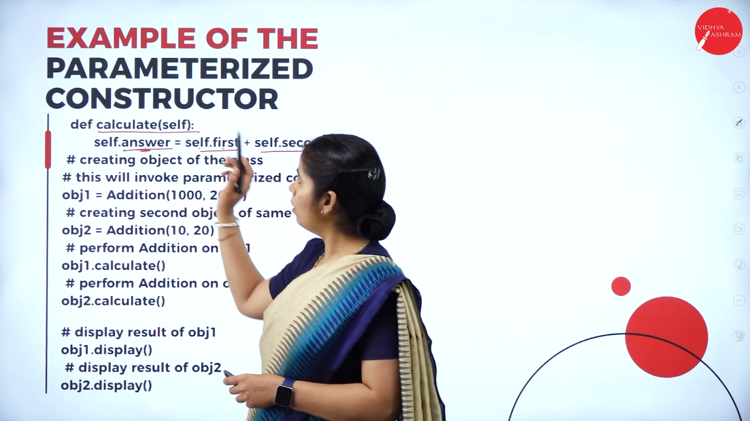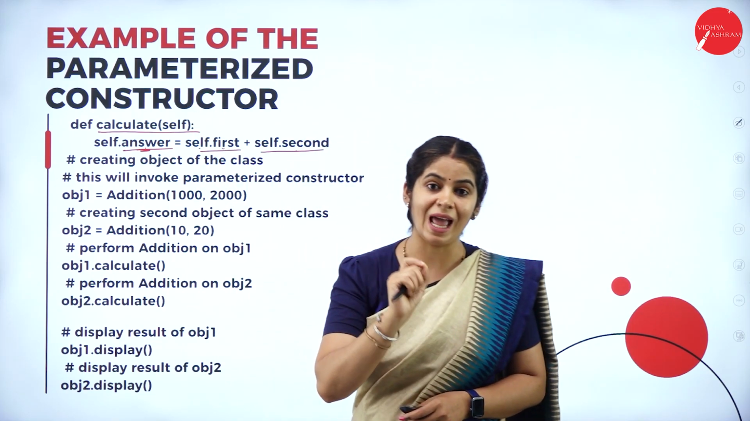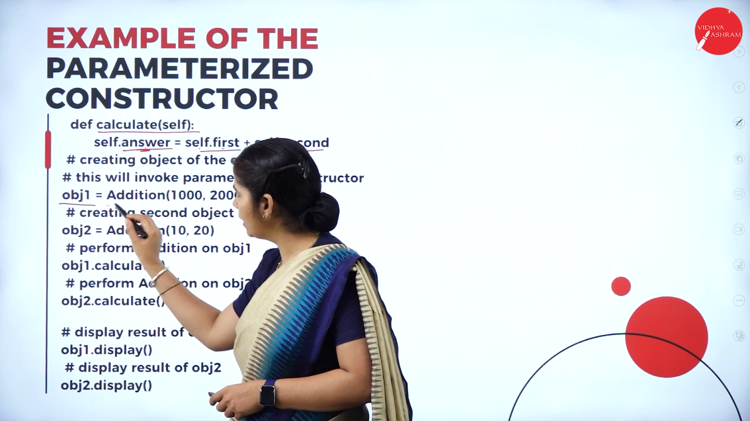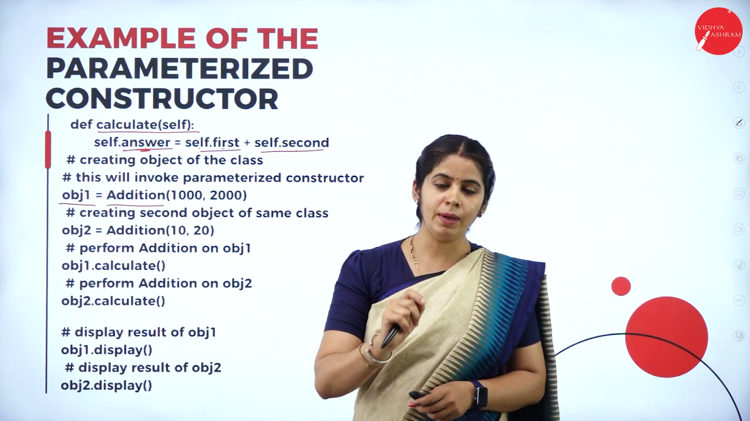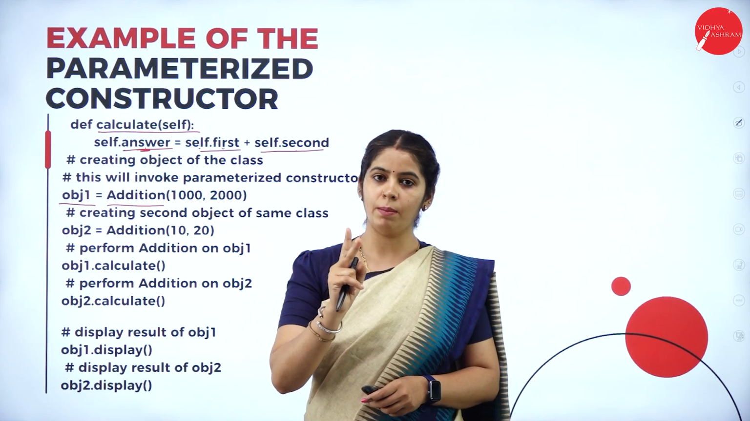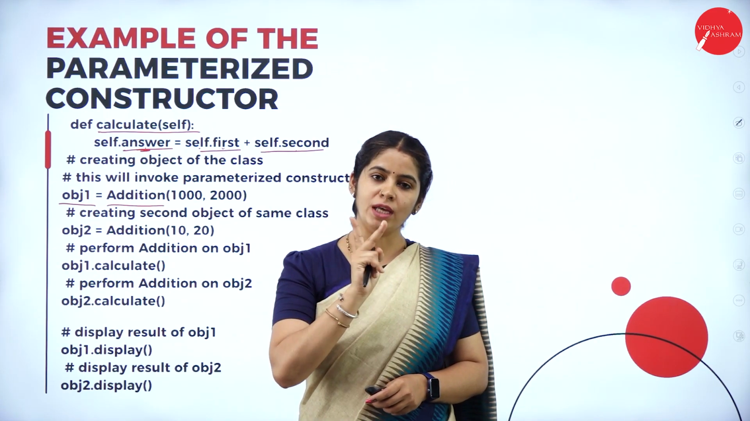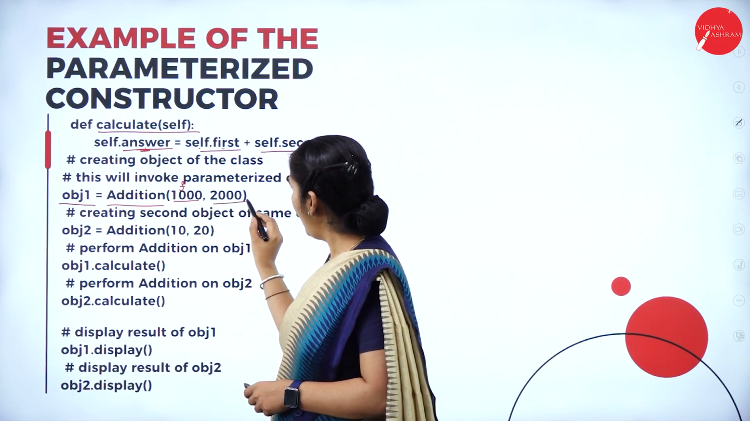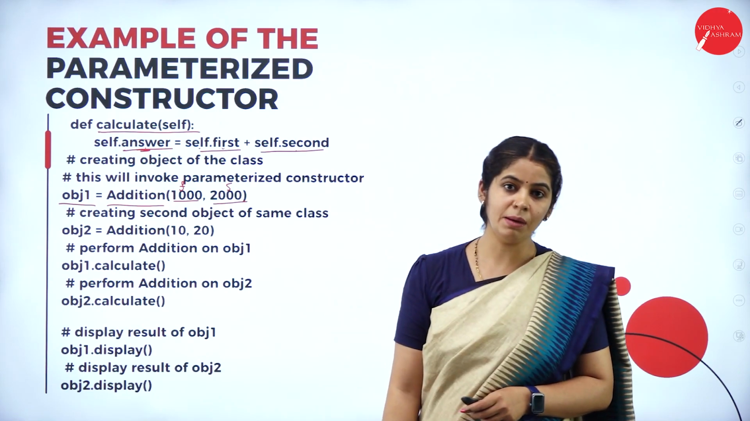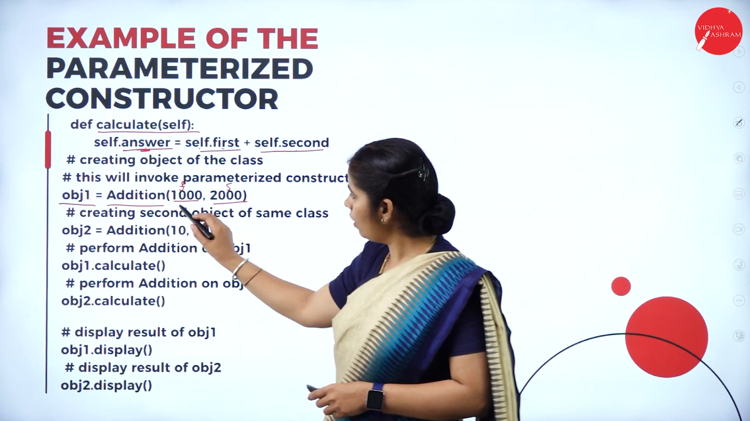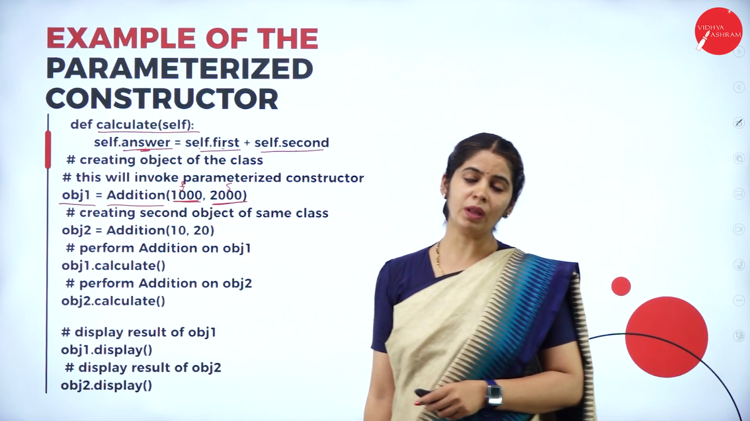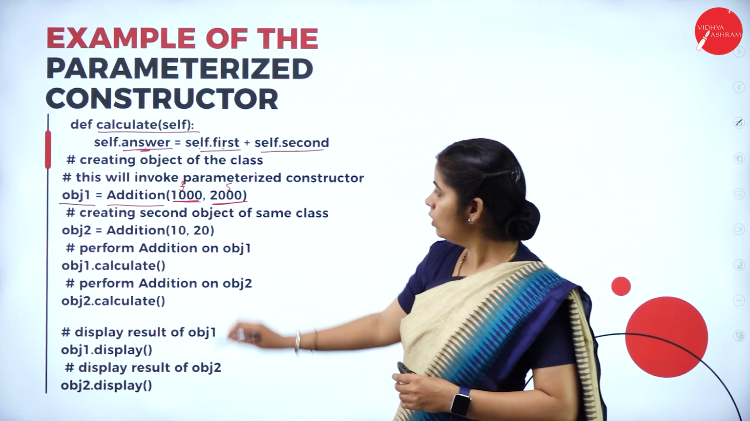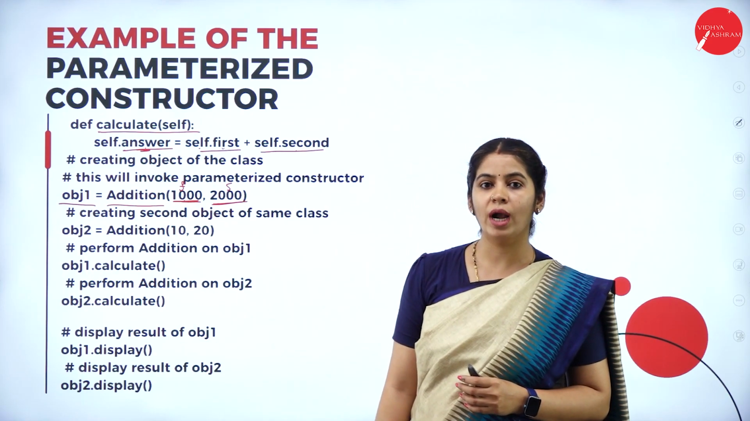Then create the object of this particular class. What is the class name? Addition is the class name. So I am creating the object one of the class addition. What parameters are we passing? We are passing two parameters, F and S, first and second. So 1000 will be the first parameter and 2000 will be the second parameter. We are giving the value to the parameter passed to the constructor. That is given by the programmer.